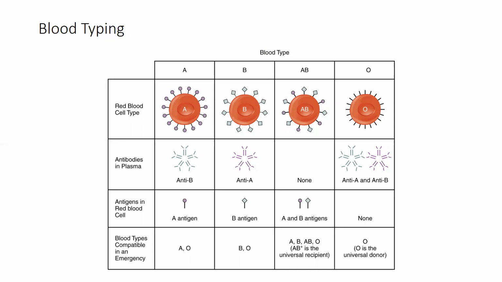Next, let's discuss Rh factors. If the red blood cells have the Rh factor protein on the surface, that would make them Rh positive. If they lack the Rh factor proteins, then they are Rh negative. Generally speaking, about 85% of individuals are Rh positive. While Rh factor does not affect overall health, it is relevant when it comes to pregnancies.